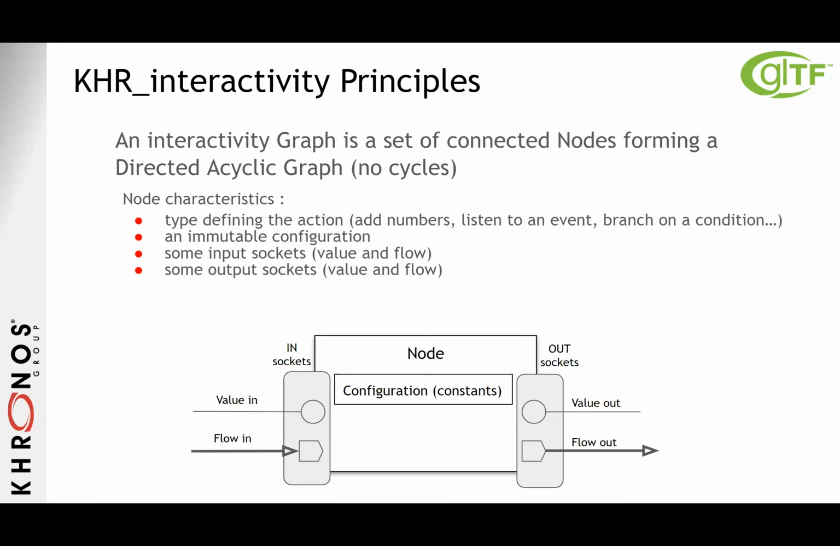Among these sockets, you have value and flow. You can think of value as data feeding the parameters of the node. For example, an add node will have two value inputs for adding numbers A and B, and one value output for the result of A plus B. That's one category of socket, value. The other category of socket is the flow. That defines the overall flow of the transition from one node to another, to really define the logic of the interactivity.